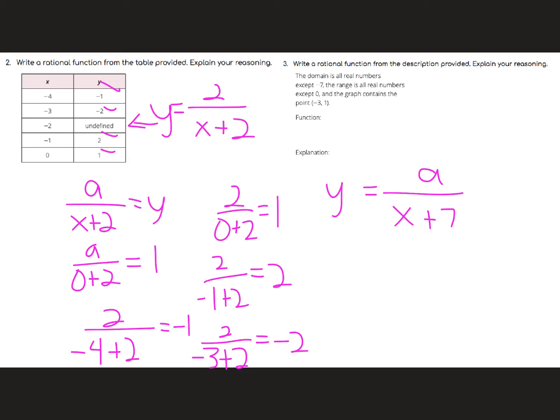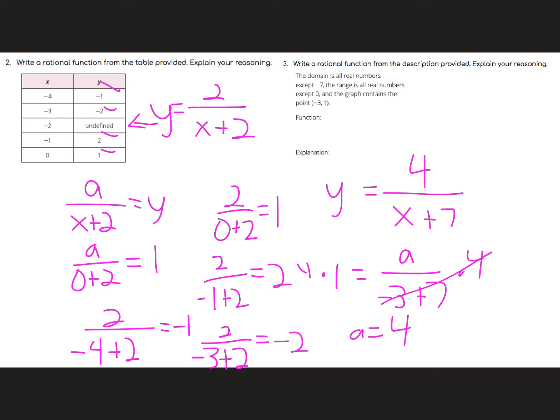Suppose that that's my function. So let's plug in 1 for y and -3 for x. -3 plus 7 is 4, so multiply both sides by 4. That means a is 4. Get rid of that. Put a 4 there.